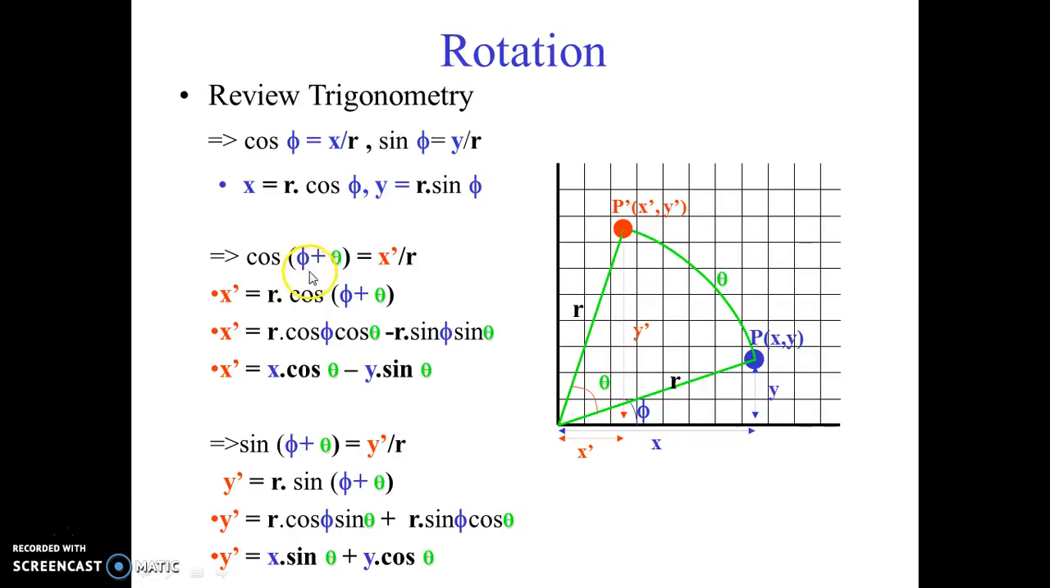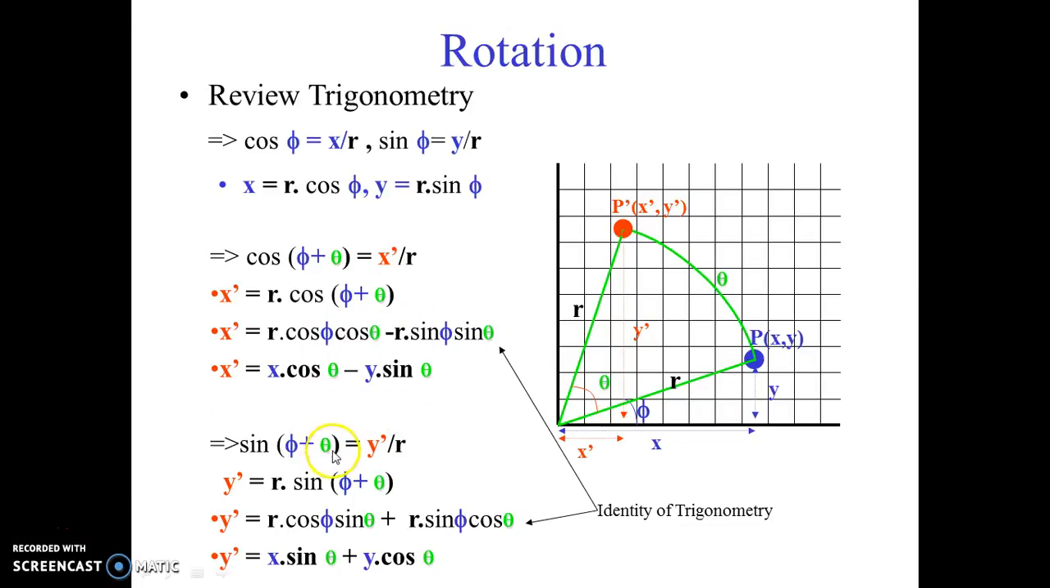So what we do is, now to calculate this position we have to take the full angle phi plus theta. So cos(phi plus theta) equals x dash upon r. The r remains the same. So x dash equals r cos(phi plus theta). This can be opened up like this. Here what we do is use the identities of trigonometry.